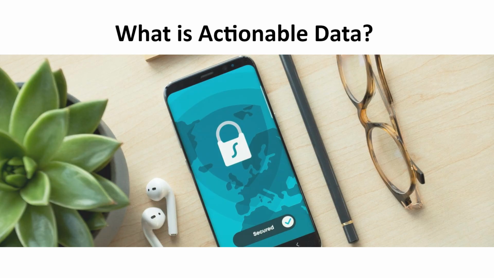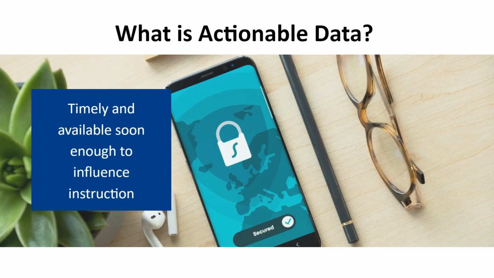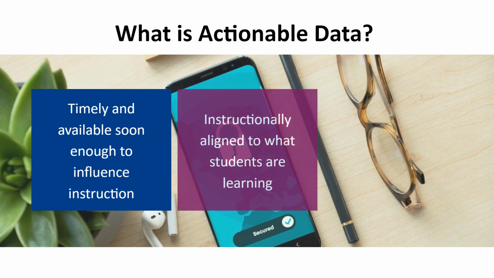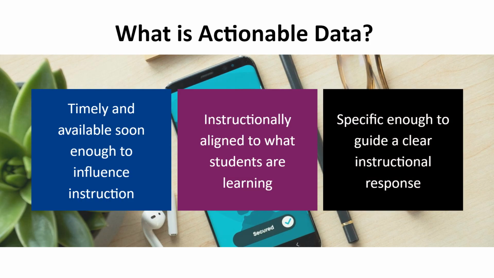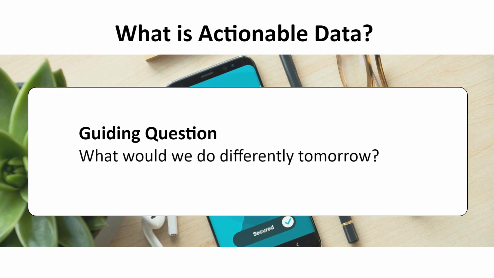What is actionable data? Actionable data is timely and available soon enough to influence instruction. It reaches educators while teaching and learning are still underway. Actionable data is instructionally aligned to what students are learning. It connects directly to instructional goals, daily lessons, and classroom expectations. Actionable data is specific enough to guide a clear instructional response. It helps leaders and teachers decide what instructional move to make next. As you review data, keep this guiding question in mind: what would we do differently tomorrow? If the data does not help answer that question, it may be informative, but it is not yet actionable.